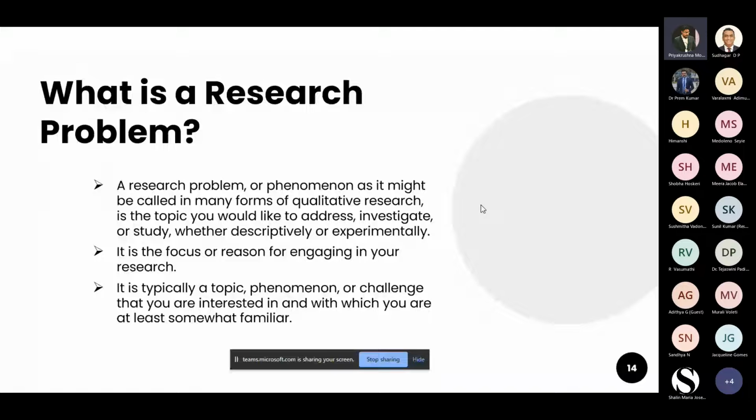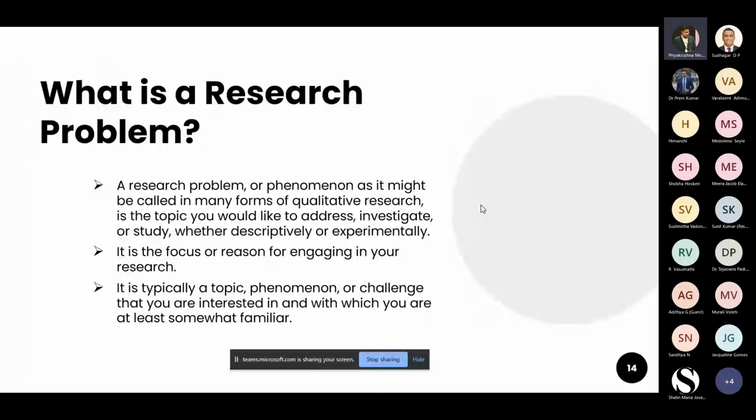So if a researcher is not passionate about a research problem, it indicates that he or she will not prosper in the thesis writing and all. So becoming passionate about the problem is one of the most highlighting aspects that you have to see. It is typically a topic or phenomenon that we discussed before, or a challenge that you are interested in and with which you are at least somewhat familiar.